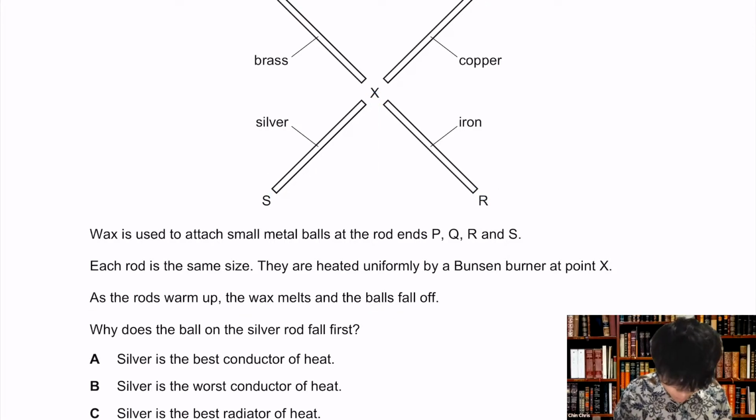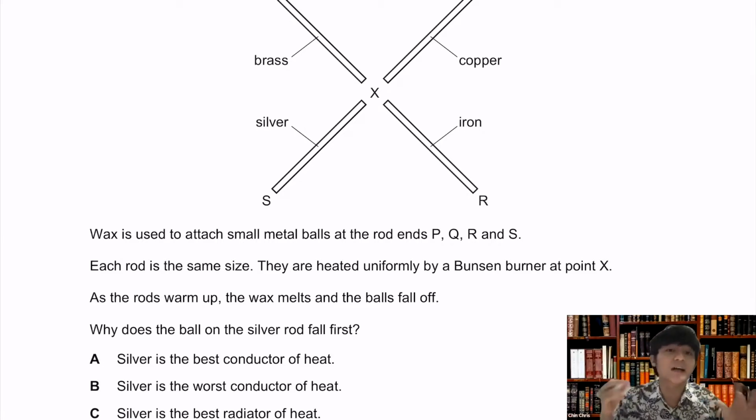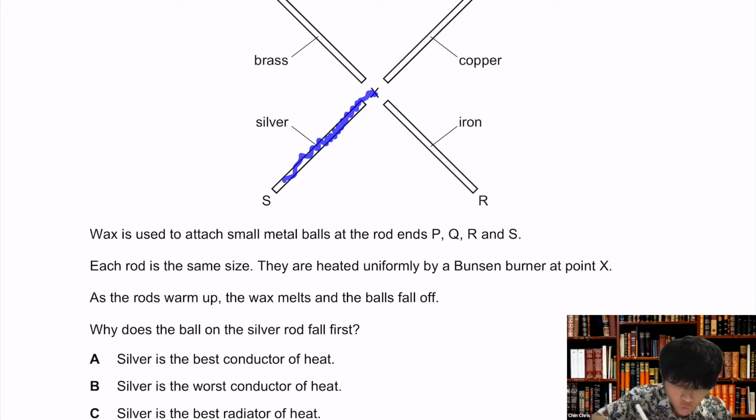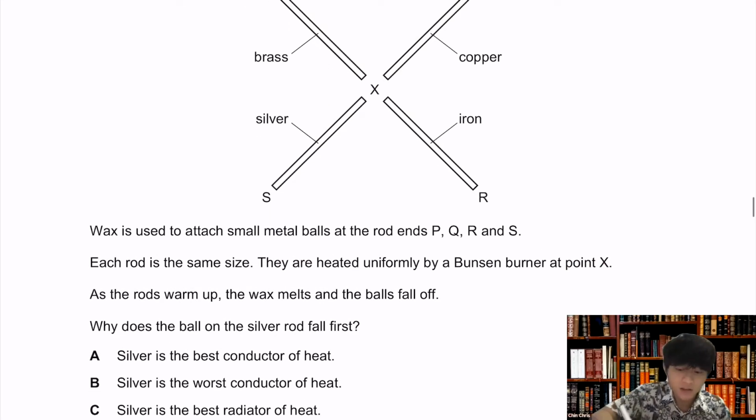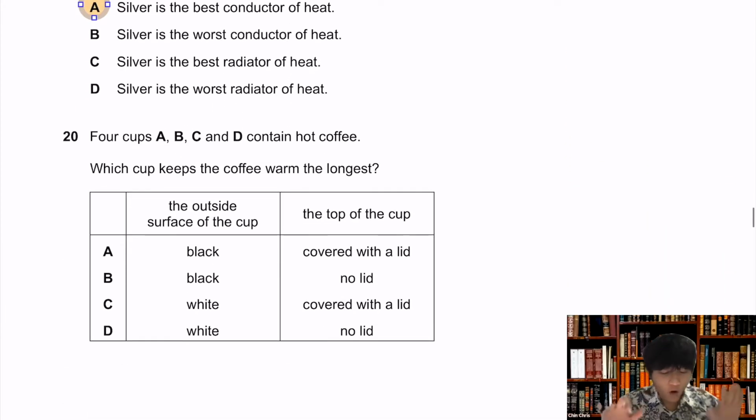Why does the ball on the silver fall off first? Reason, because silver is the best heat conductor. So it conducts heat in a very short time. In that very short time, all the heat energy goes to the wax here, eventually melts the wax, and the ball drops. Am I right? So as I mentioned, silver is the best conductor of heat. Done. No problem.